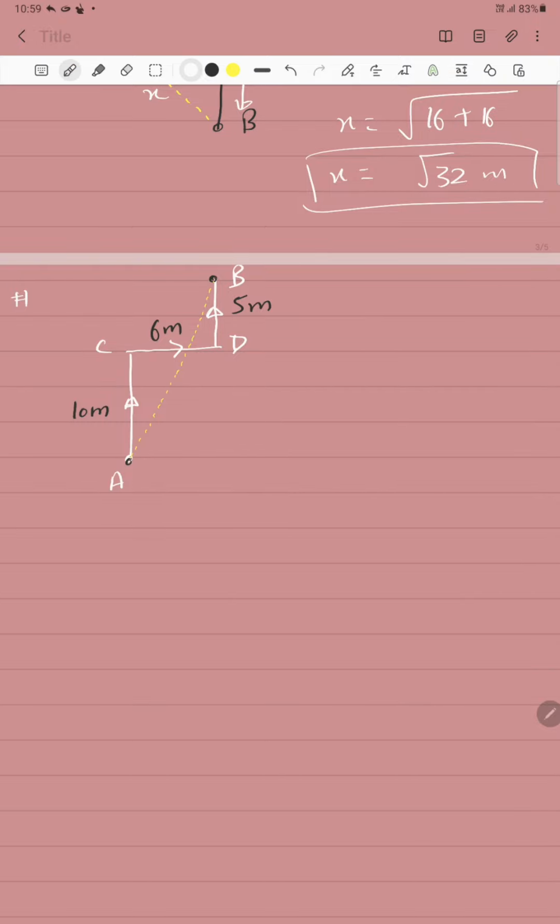Then you can do construction work. How? Like this. Now you can easily see a big right angle triangle, right? This complete thing is 15 meter, this is 6 meter, right? You need to calculate this x.